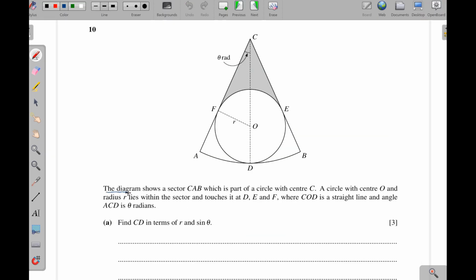Question 10 is coming from circular measure. The diagram shows a sector CAB, which is part of a circle with center C, a circle with center O and radius R.